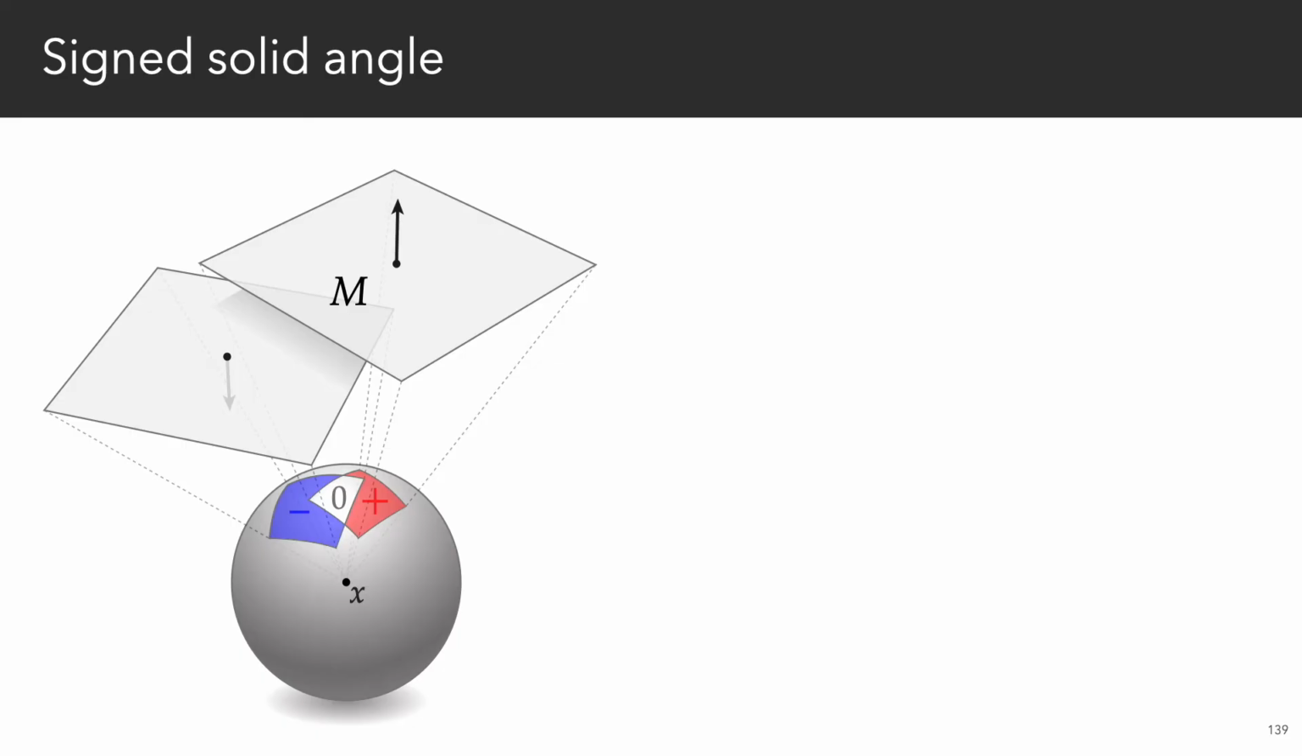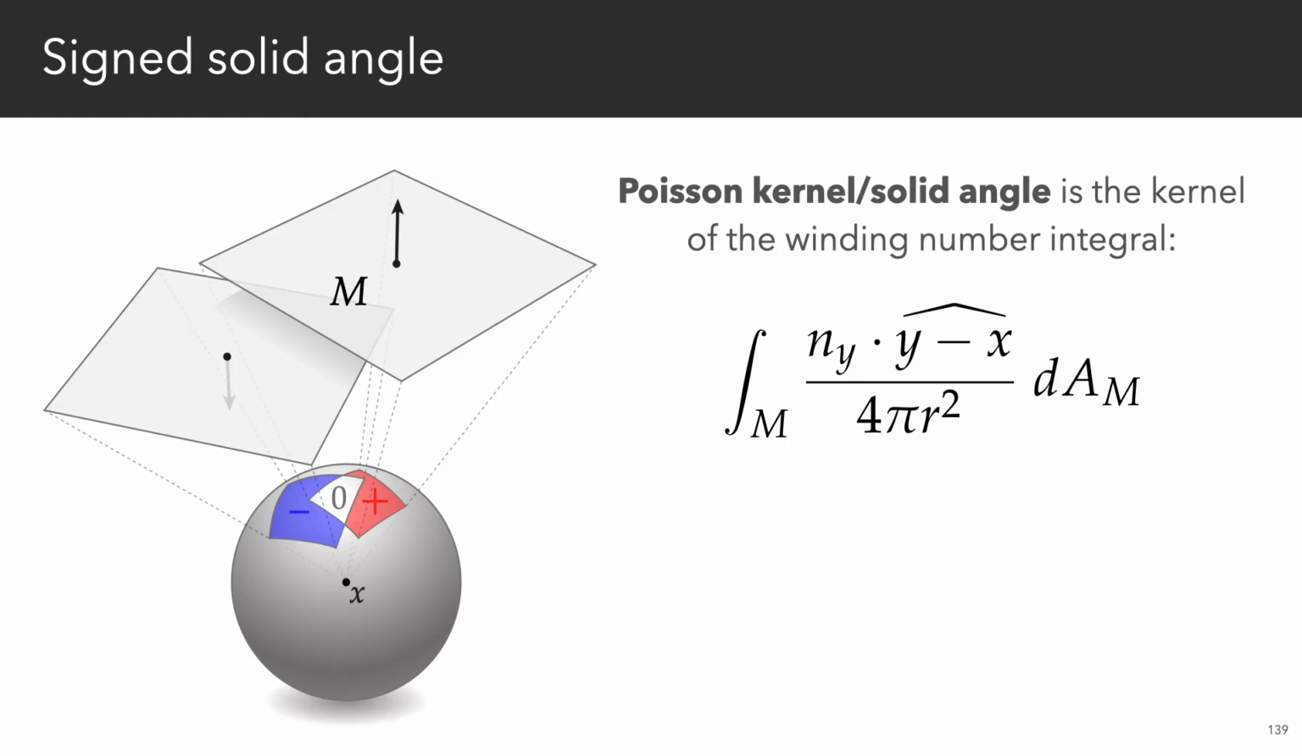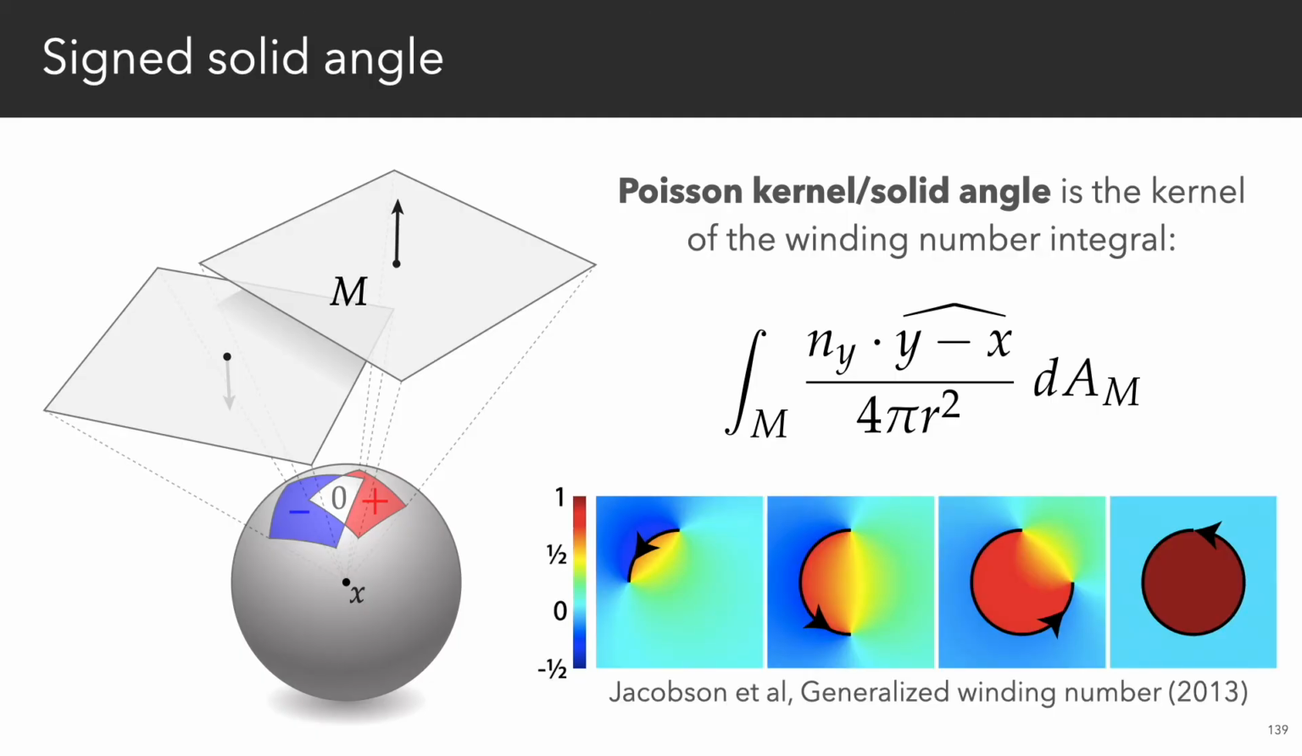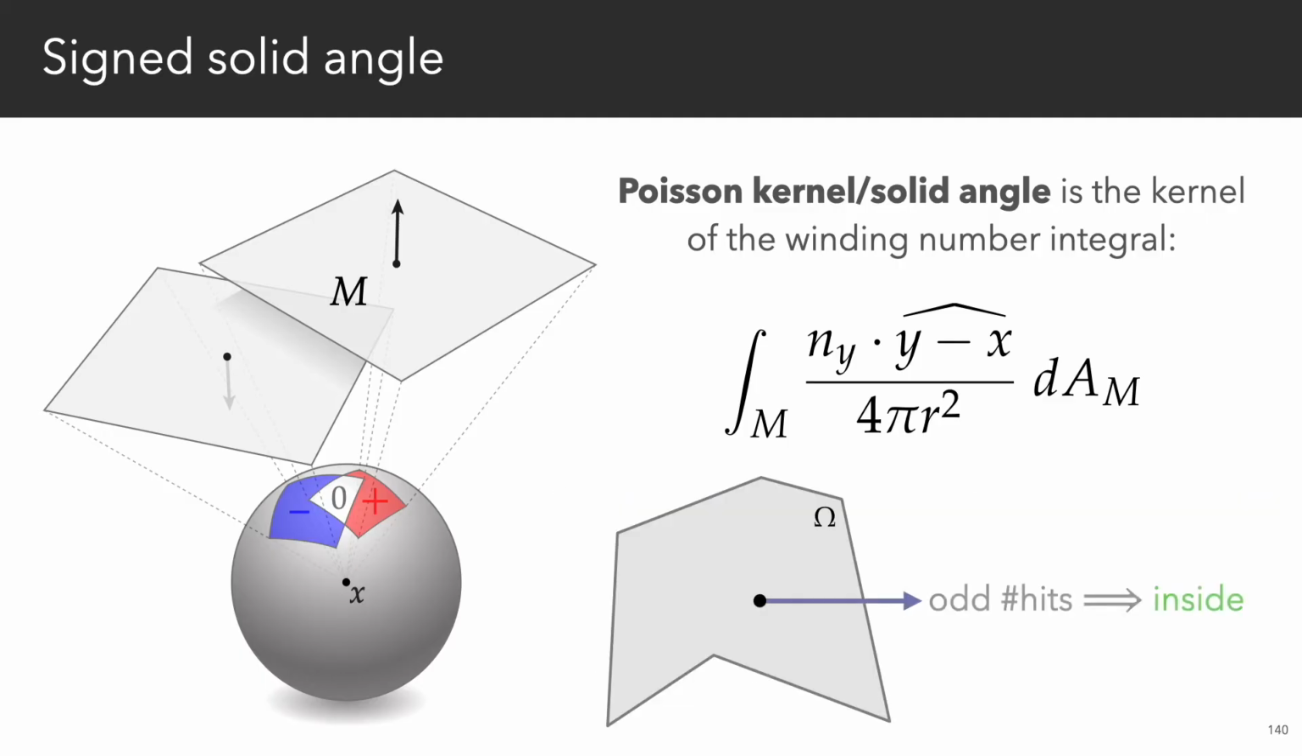Intuitively, the sine solid angle is the size of the shadow cast by the boundary on a unit sphere around the point x, and it takes into account the relative orientation of the boundary and the sphere. Some of you might recognize the sine solid angle as the kernel of the winding number integral, which measures the extent to which we're inside or outside of a domain. So for any watertight domain, we can actually compute this integral by simply shooting a ray in a random direction and returning the number of hits in that direction. If the number of hits is odd, then we're inside the domain, and if it's even, then we're outside.